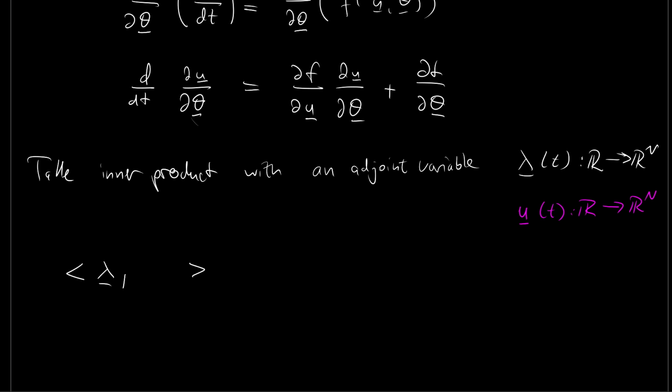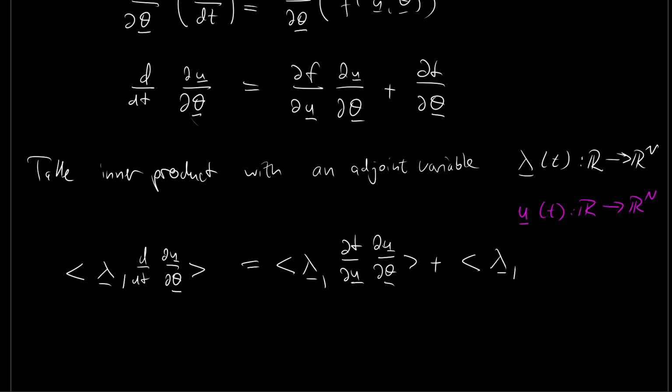And then we will take the inner product of this with the time derivative of this Jacobian, so d by dt of du by d theta. And on the right hand side, we will get something similar: the inner product of lambda with the Jacobian of f with respect to u multiplied with the Jacobian of the solution with respect to the parameter vector, and then plus another inner product of lambda with the Jacobian of f with respect to the parameter vector theta. Okay, what is this functional inner product? How can you think about that?